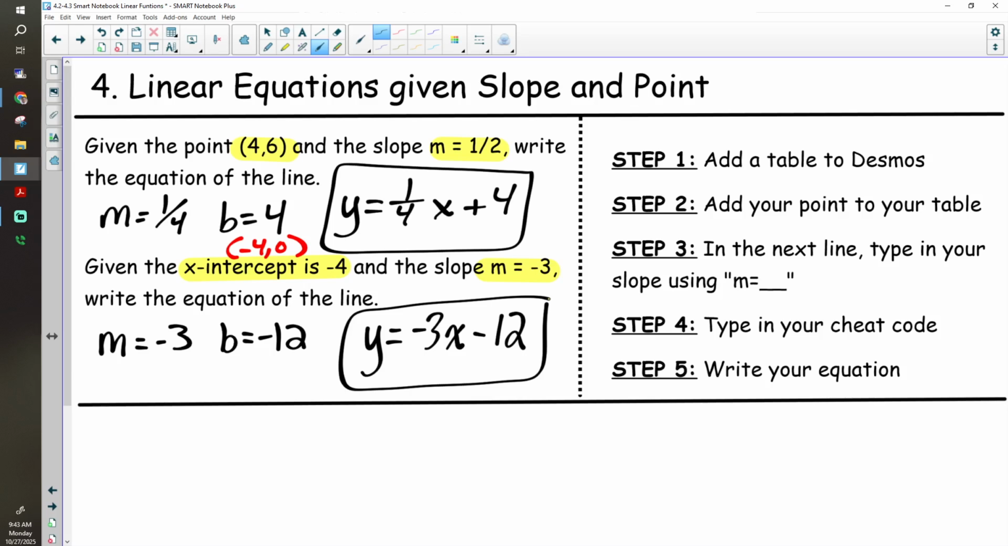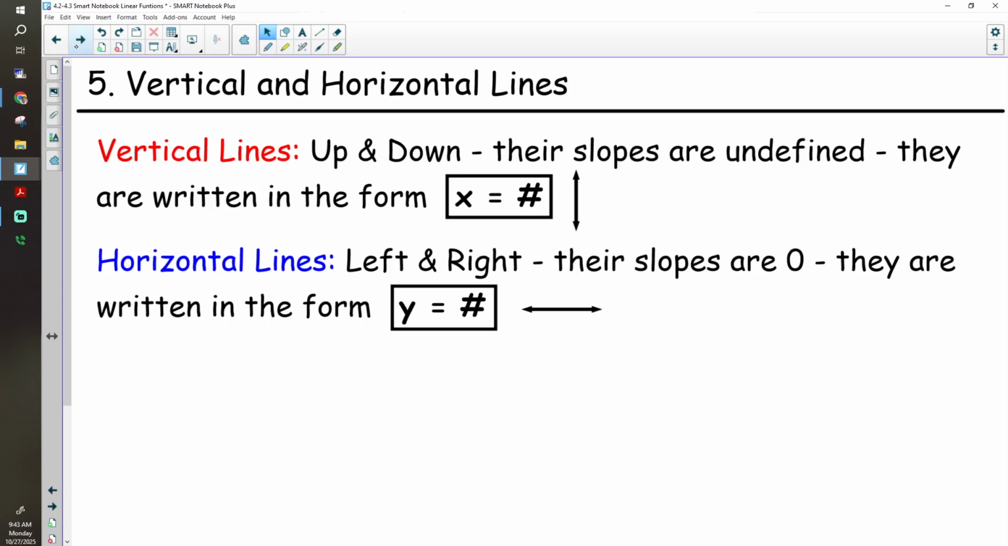Oh, we just got to talk about vertical and horizontal lines. This is nothing. Okay, last case scenario, okay? This is the last thing. This is easy. You just got to memorize this. There's no tricks. There's no Desmos. You just know it or you don't.